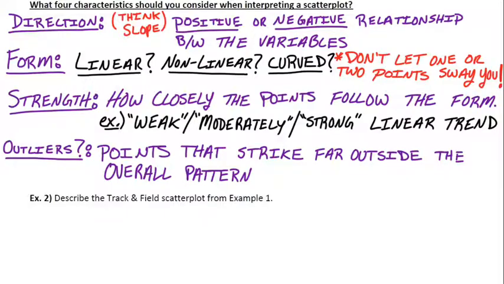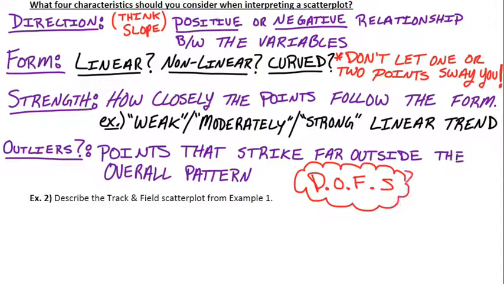Okay, are you ready for the acronym? There's direction, there's form, there's strength, there's outliers. So the acronym we're going to use is DOFS. D-O-F-S. DOFS. So when it comes to describing scatterplots, direction, outliers, form, and strength, say something about each of those. Maybe not outliers. If there are no outliers, you don't have to say anything. But it's kind of like SOCS, except this is for bivariate data, scatterplots.